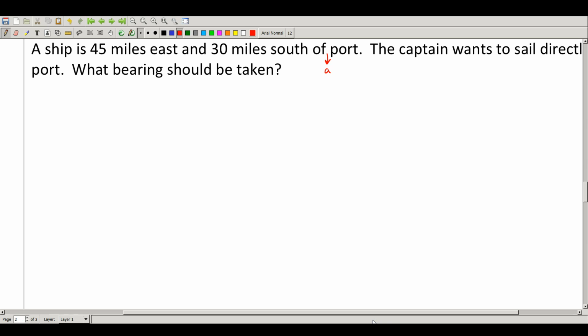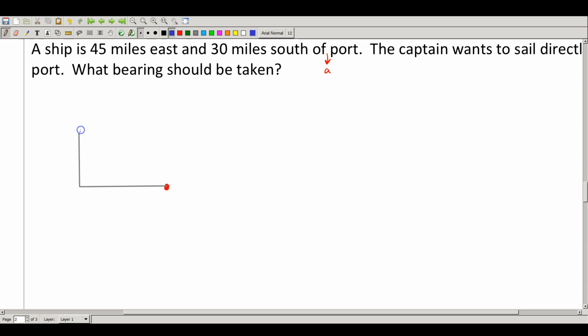All right, so let's just draw a picture first. Let's say the ship is right here, and we're saying the ship is 45 miles east. Ooh, that should be the other way, right? Because it's east of the port. So let's go the other way. So 45 miles this way. And it is 30 miles south of some port. So let's say it's right there.